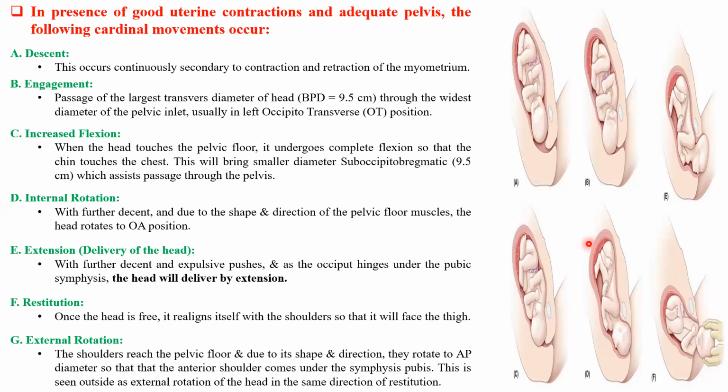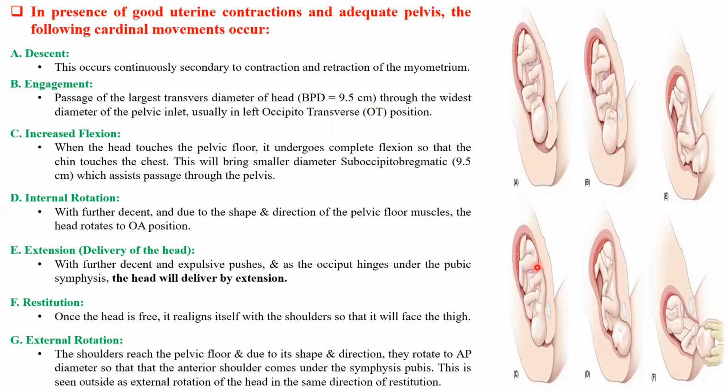So again, the head will descend, and the descent is a continuous process through the mechanism of labor. It is caused by uterine contractions and retractions. After descent, we come to the next, which is engagement. Engagement means passage of the largest transverse diameter of the presenting part, which is the fetal head, and the largest transverse diameter in the fetal head is the biparietal diameter, 9.5 centimeter, through the plane of the pelvic inlet, and the head will be in the left occipito-transverse position.